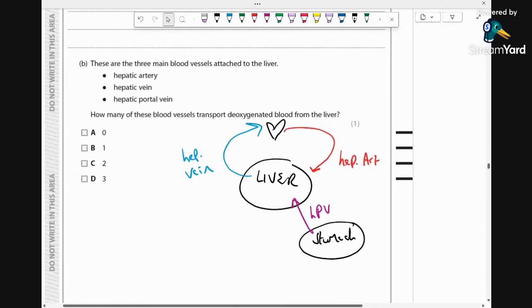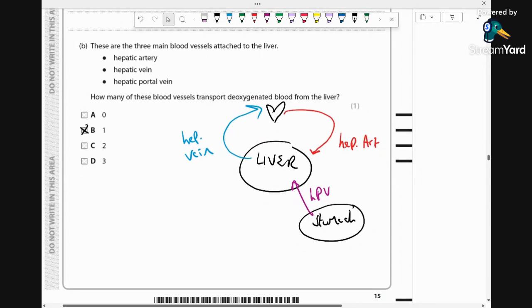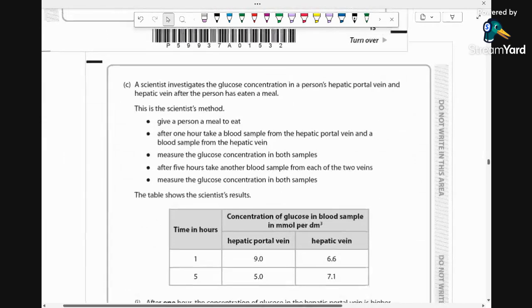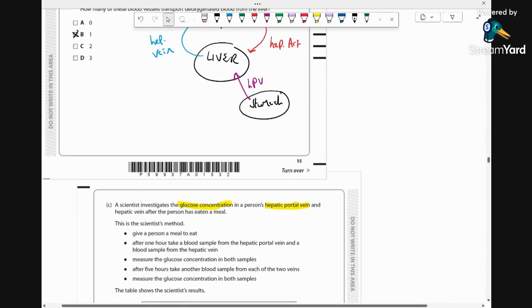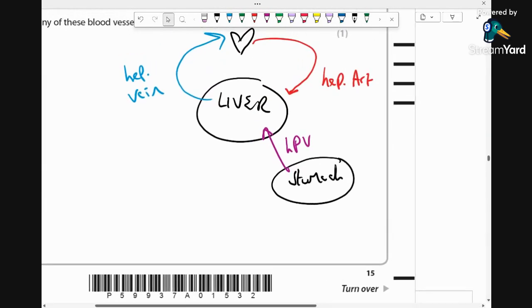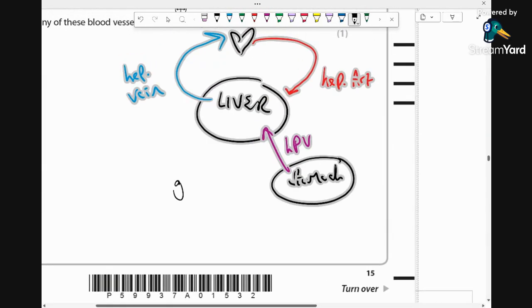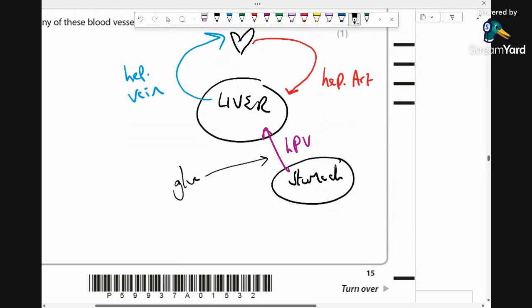So how many of these blood vessels transport deoxygenated blood from the liver? The answer is 1. Okay, it's the hepatic artery. Nice and easy. Right, a little bit of wordy stuff going on here. A scientist investigates the glucose concentration in a person's hepatic portal vein. Okay, so again, going back to my diagram here, we're talking about glucose here.